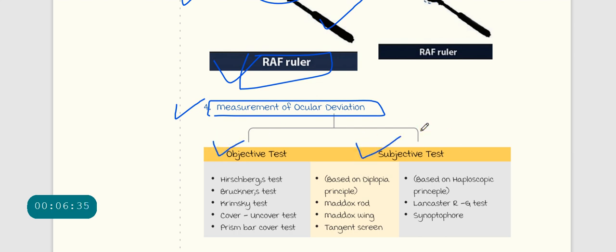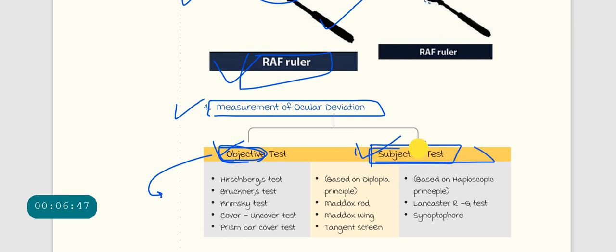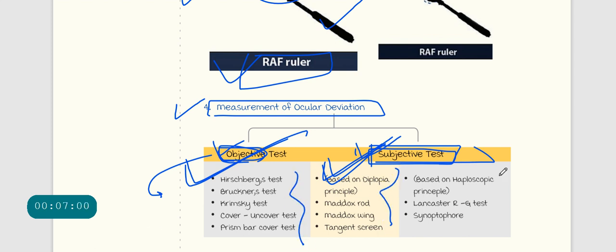In the objective test, the doctor tests it themselves, and in the subjective test, the patient tells us their signs and symptoms. So signs and symptoms observed by the doctor are objective, and signs and symptoms told by the patient are subjective. Okay, very simple. And these are the tests which come under subjective and objective. Let us discuss the objective test.